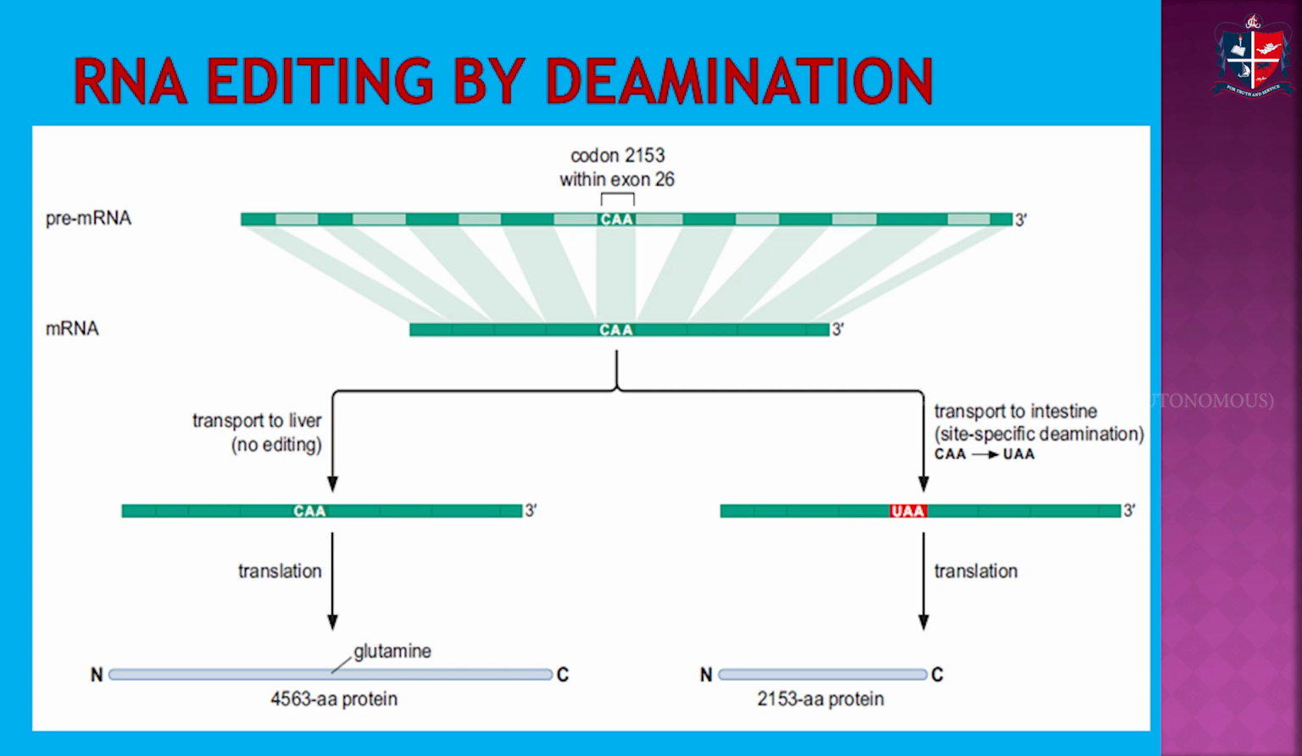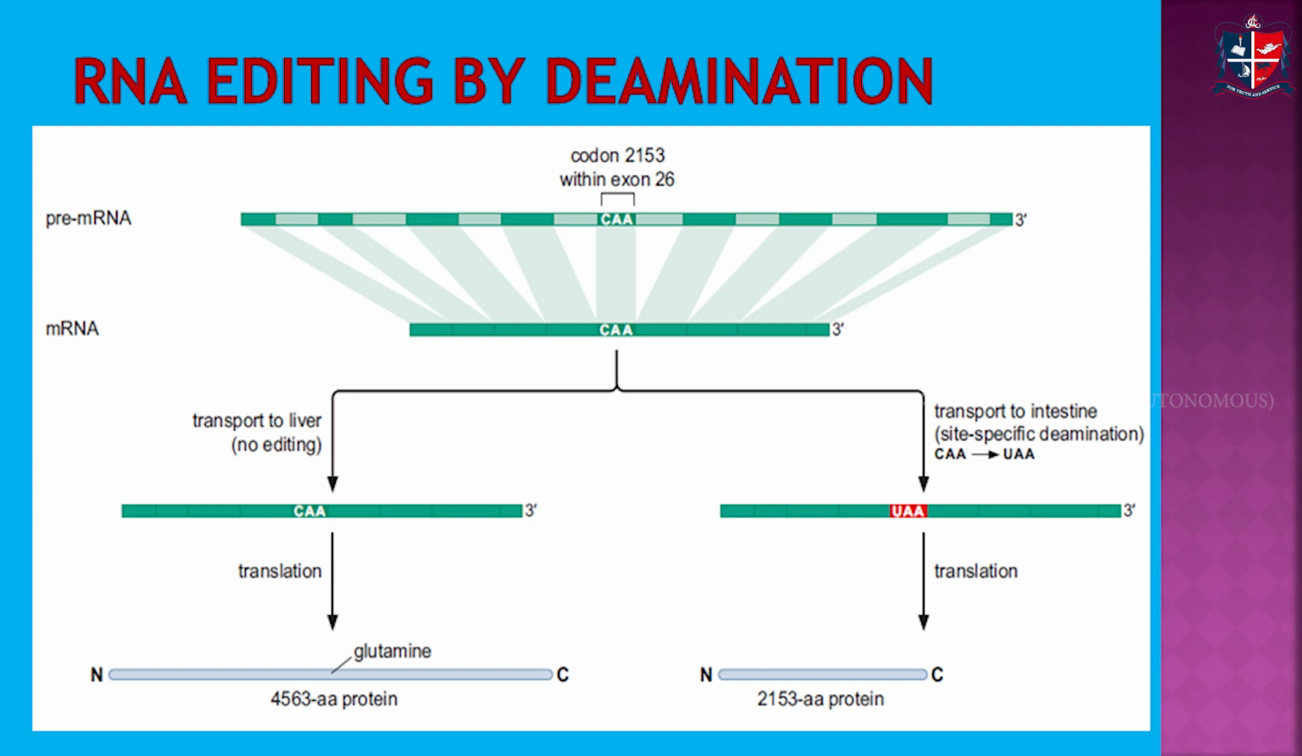And this mature mRNA, when it reaches the liver tissue, there is no change or alteration taking place, and it codes for glutamine and gives a protein of length 4563 amino acids. And it is responsible for the transportation of cholesterol and triglycerides.